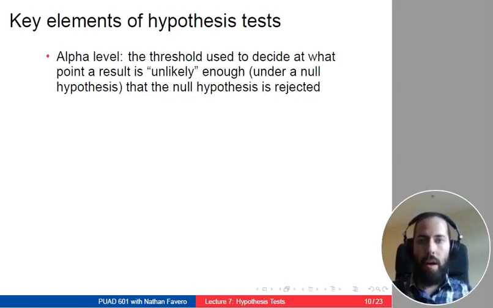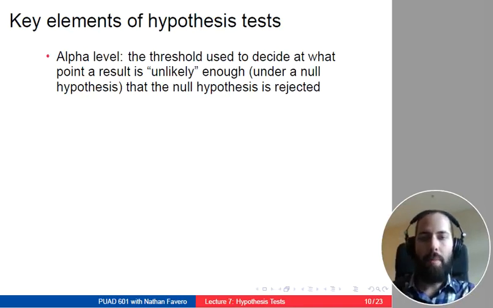All right. The next big concept we want to talk about is the alpha level. The alpha level is one of the more abstract concepts in a hypothesis test, but basically it means the threshold that we're going to use to decide at what point a result is unlikely enough, our data from our sample is unlikely enough if the null hypothesis were true, that the null hypothesis needs to be rejected. Like I said before, our default value for this is usually going to be 0.05.